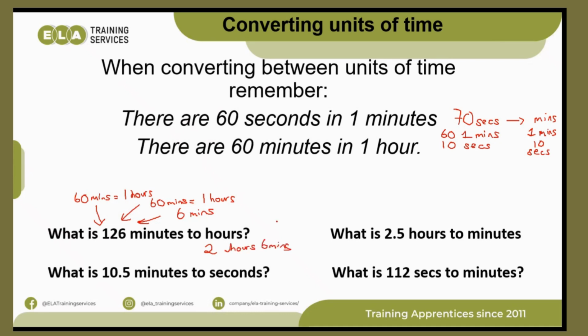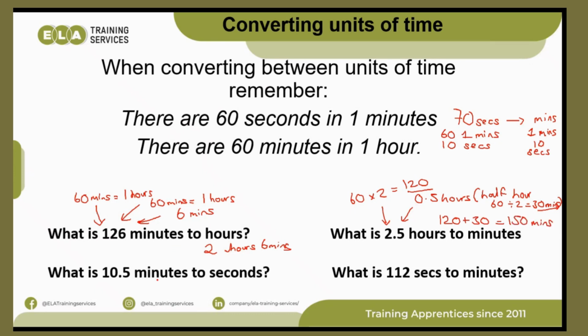Okay, what is 2.5 hours to minutes? So here we know that the 2 is 2 lots of 60, and then we've got 0.5 hours. So what's another way of saying 0.5? Well, it's half. So what's half an hour? Well, we know 60 divided by 2 is 30. So we know we're going to do 60 times 2, which is 120, then add our 30. So 120, add 30, and we're left with 150 minutes.